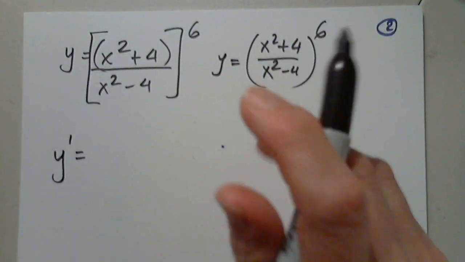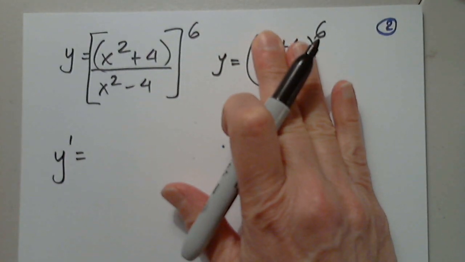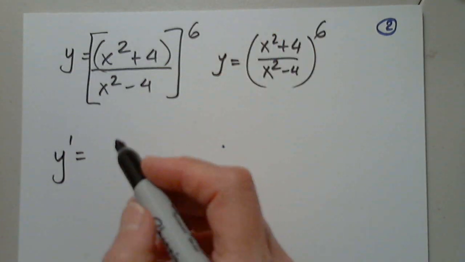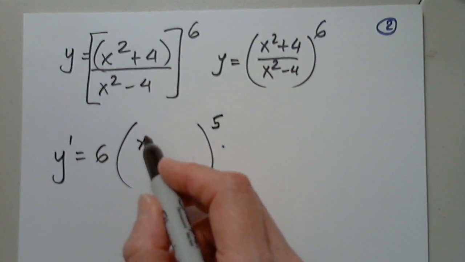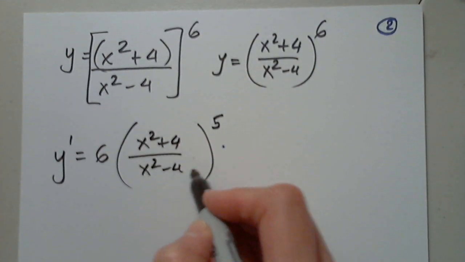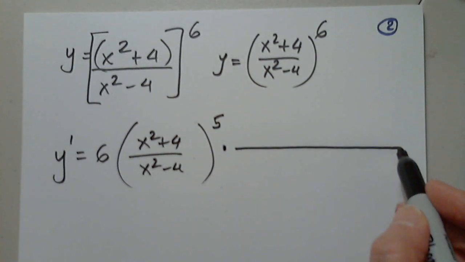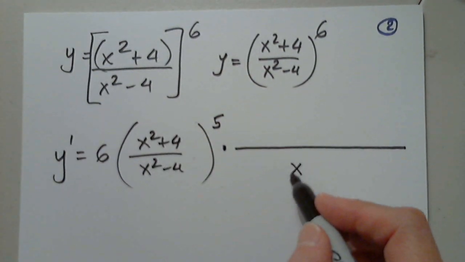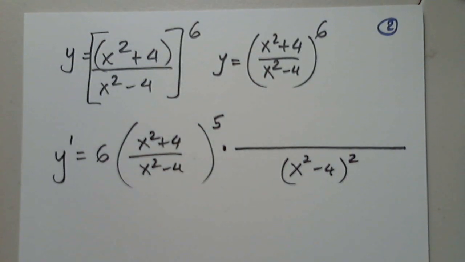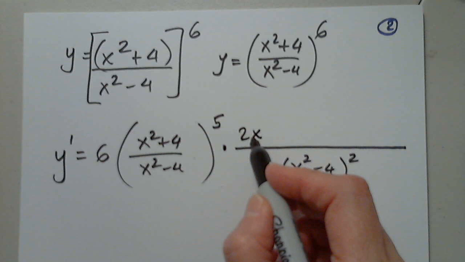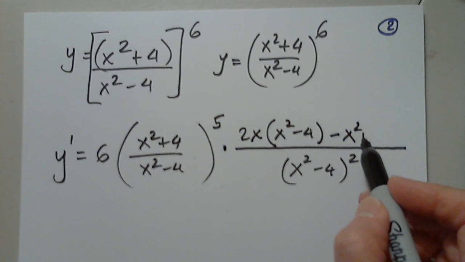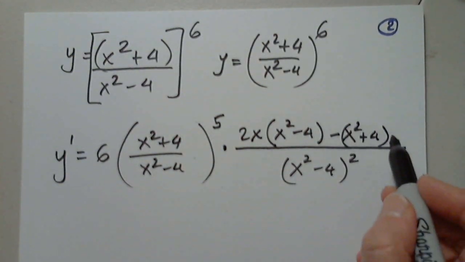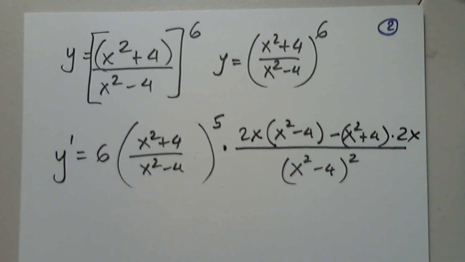So y prime. I have a function to the power 6. I have to bring down 6, subtract 1 from 6, times the inner function prime. Since it's a ratio, the denominator is simply squared. And now, the top prime, 2x, times the denominator, minus the top times the denominator prime. Is this preliminary step okay?